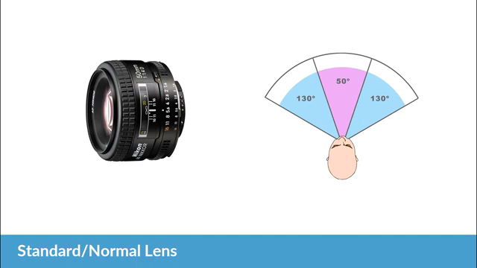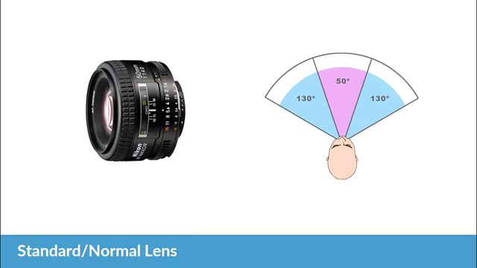Now, this can change slightly with some cameras, such as medium format cameras, or if we're talking about cropped sensors and so on. However, the principle is always the same. It's when the lens matches the width of the focused field of human vision.